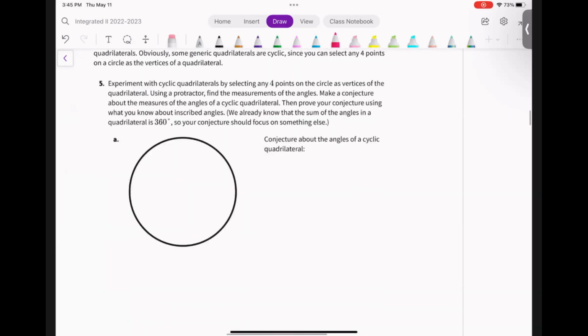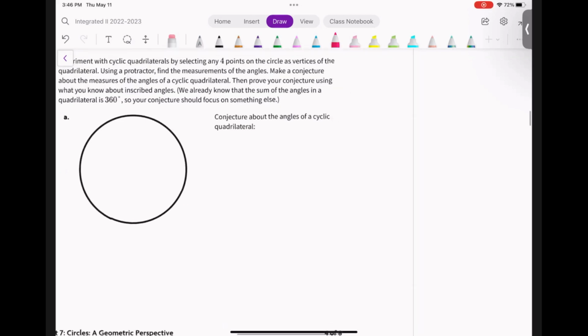It says experiment with cyclic quadrilaterals by selecting any 4 points on the circle as vertices of your quadrilateral. Use a protractor to find the measures of the angles. So here what we're doing is we're still doing the same thing, and we're just looking for ways to prove that half the intercepted arc is the measure of the inscribed angle.